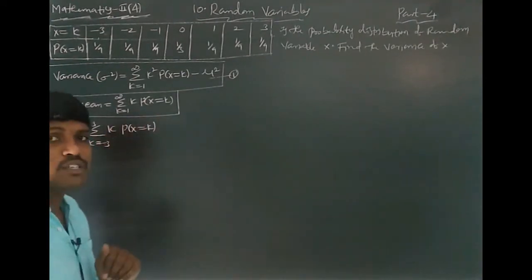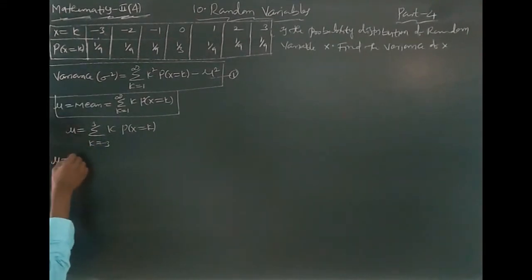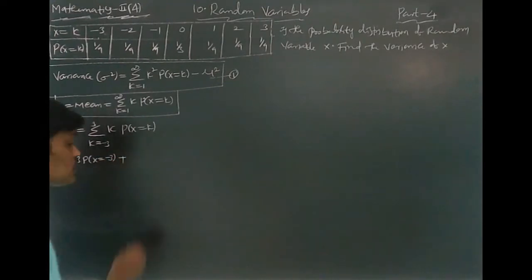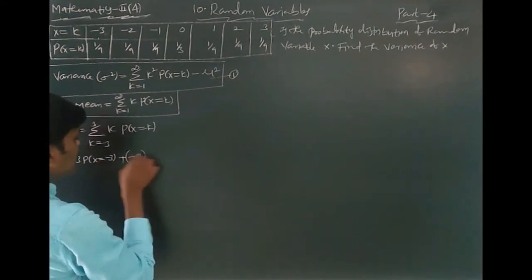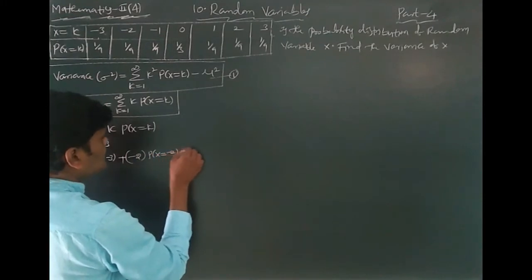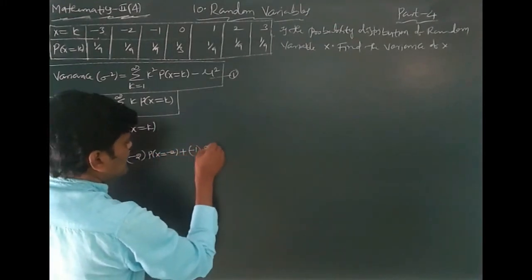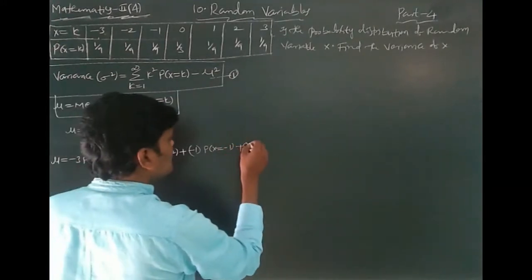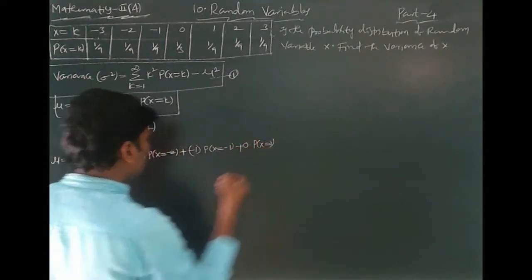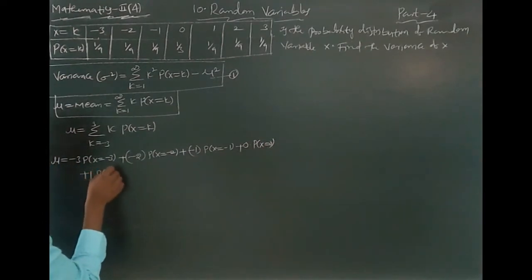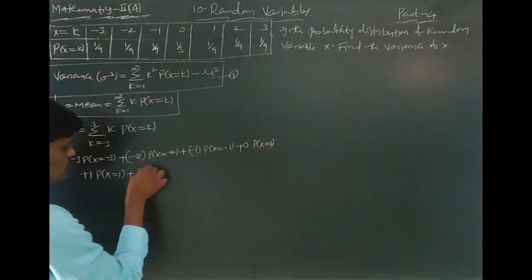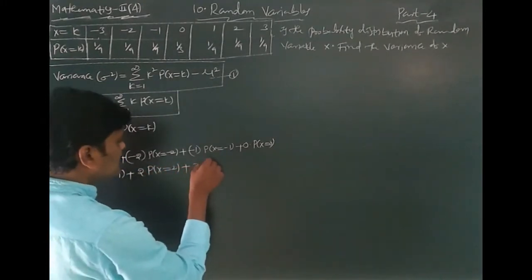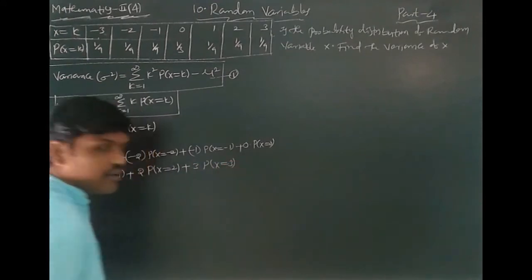First you can substitute the first value k equal to minus 3: minus 3 into p of x is equal to minus 3. Plus minus 2 substituted: minus 2 into p of x is equal to minus 2. Next you can substitute minus 1: minus 1 into p of x is equal to minus 1. Next substitute 0: 0 into p of x is equal to 0. Next substitute 1: 1 into p of x is equal to 1. Next substitute 2: 2 into p of x is equal to 2. Next substitute 3: 3 into p of x equal to 3.